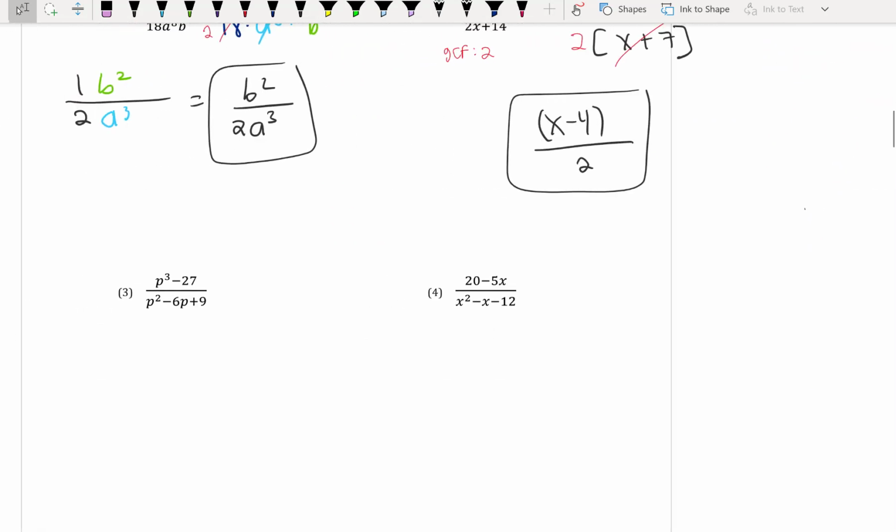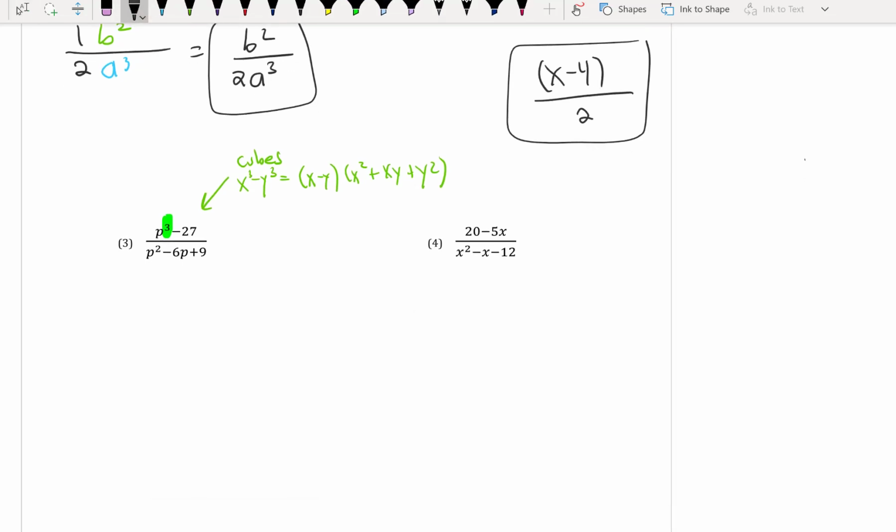Now, looking at number 3, what's different about this is that I have a degree 3. So here, you're going to have to remember your rules of factoring. So for example, if I had x cubed minus y cubed, that would factor as x minus y times x squared plus xy plus y squared. I learned that from chapter 4 on how to factor polynomials, the difference of cubes and the sum of cubes. So we are going to rewrite this.